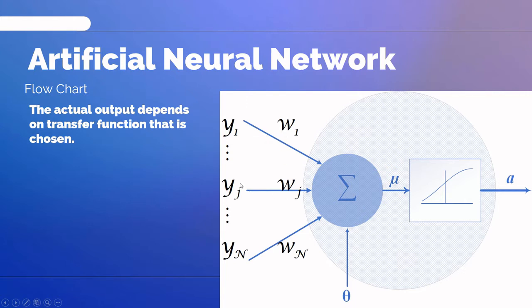y1 w1 plus y2 w2 plus so on yj wj so on plus yn wn, plus we assign theta, which is called bias, plus theta. The name of this whole function is the net function, which is represented by mu. After applying the net function, we apply the transfer function. After applying the transfer function, we get the output, which is the output obtained from the artificial neural network. This is the input data set and A is the output.